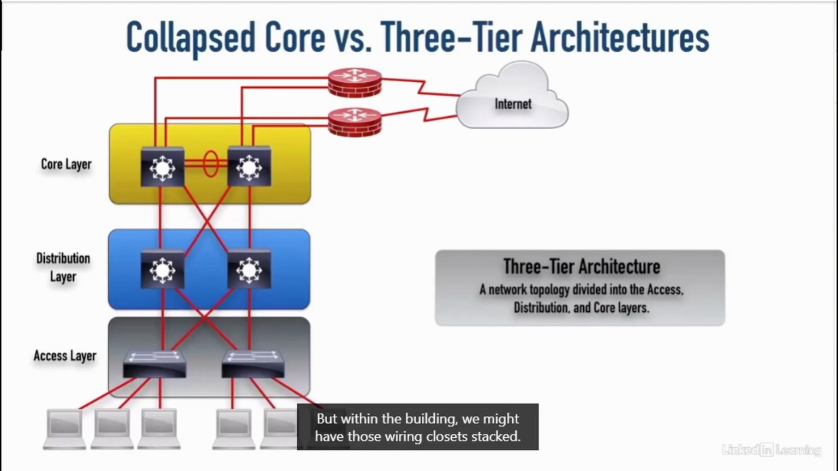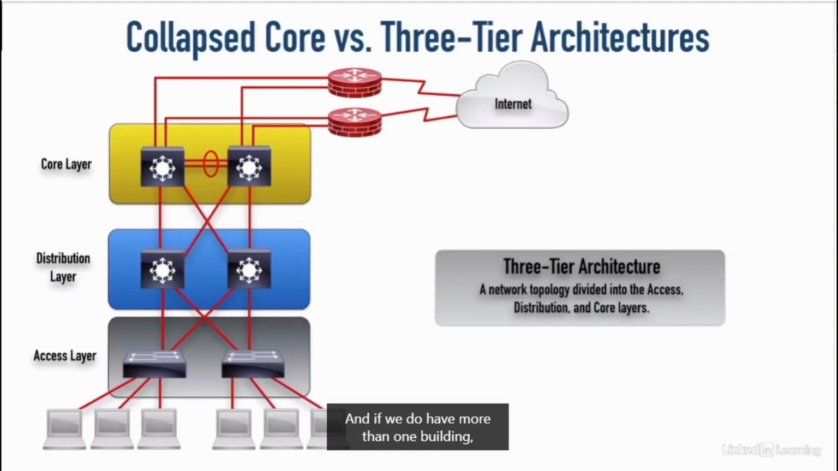But within the building, we might have those wiring closets stacked. That's a common way of doing it. And we've got riser cable running from one floor to another floor to another floor. Well, all those floors, all those switches in the access layers, they home back to a building distribution layer switch. And at the distribution layer, we're interconnecting the access layer switches. And we're also providing a pathway to get out to the rest of the world, maybe other buildings in a campus environment, maybe out to the internet.